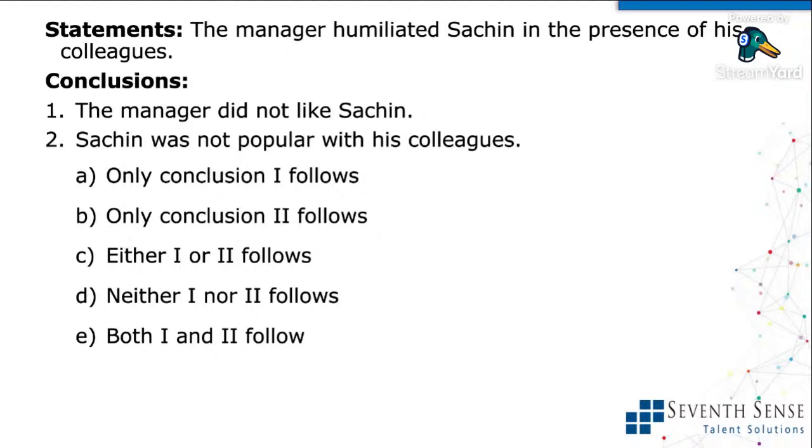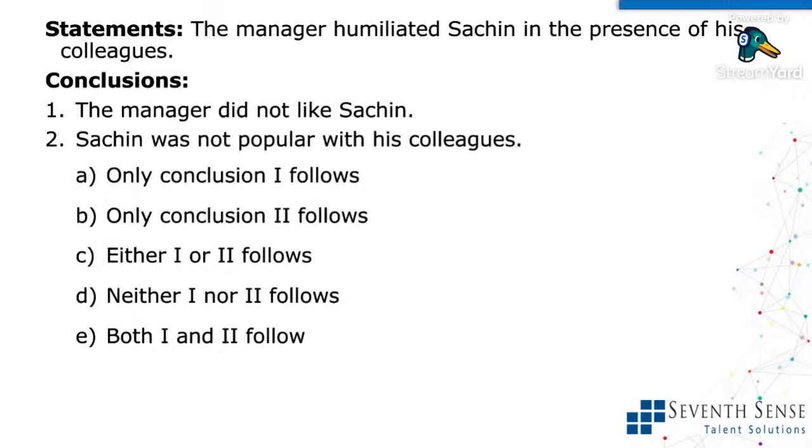Fine, guys. Let me explain this in a very simple way. The manager humiliated Sachin in the presence of his colleagues. A manager has to show some kind of power in front of the others. So managers will usually go around and point out a few things. But here, you don't know, probably Sachin might have done something wrong. That is why he might have got some scoldings, or the manager might have told him something.